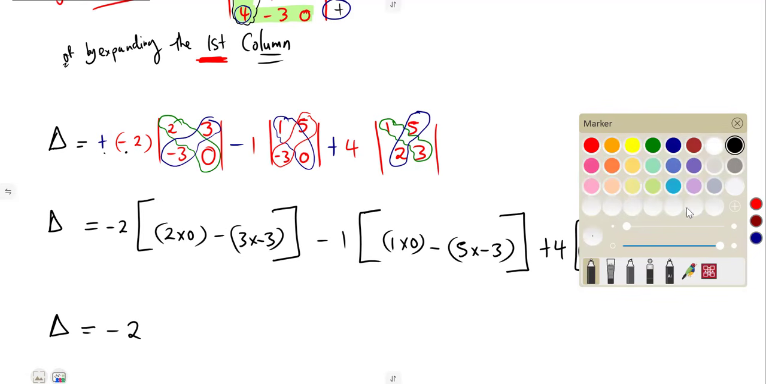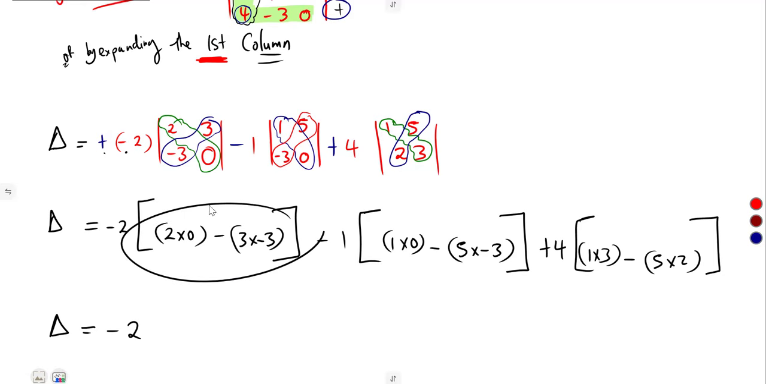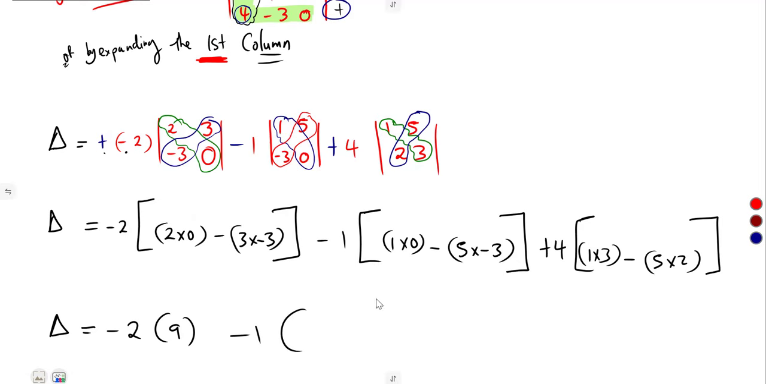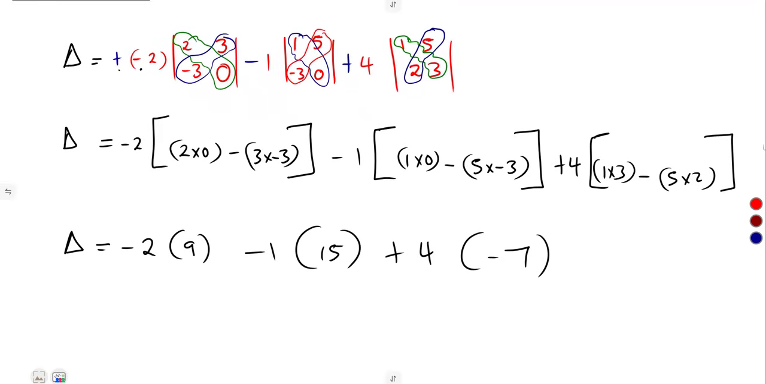Here you guys, let us just use our calculator here. You can do it stage by stage, no problem. But that was going to give us positive 9. All right, minus 1. You evaluate this. You're going to get positive 15 plus 4. You evaluate this in your calculator, you're going to get negative 7.